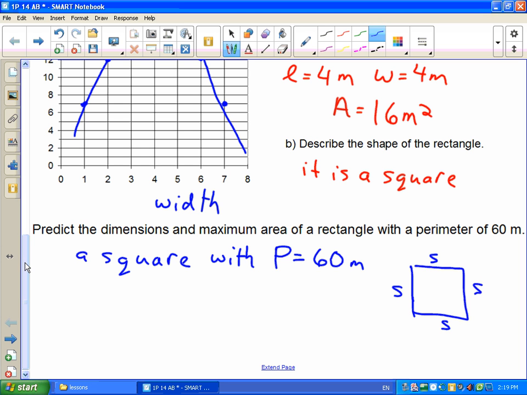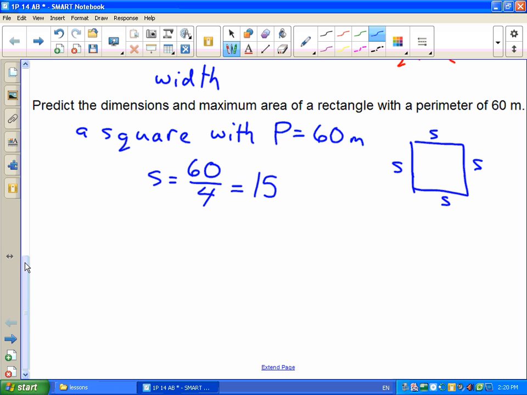How long does each one of these sides have to be to get them to add up to 60? How can I figure that out? How did you get that? 20, 40, 60 would only give you 3 sides, and we need 4. So what do we have to do with that 60? Sorry? 15. How did you get the 15? 15 times 4. Yeah, we take our 60, we divide it by 4, so each side has to be 15.